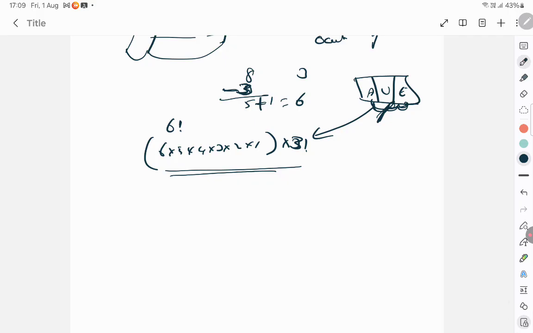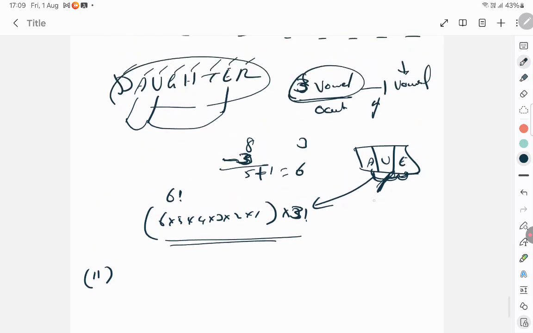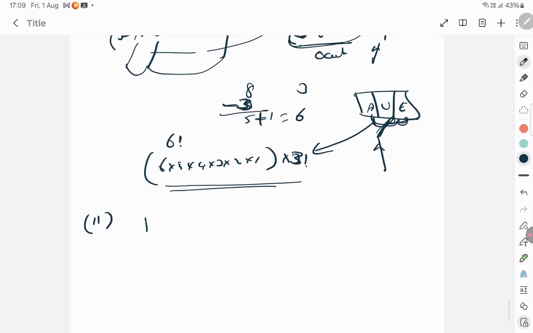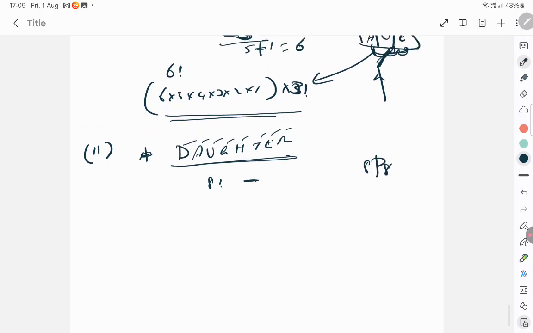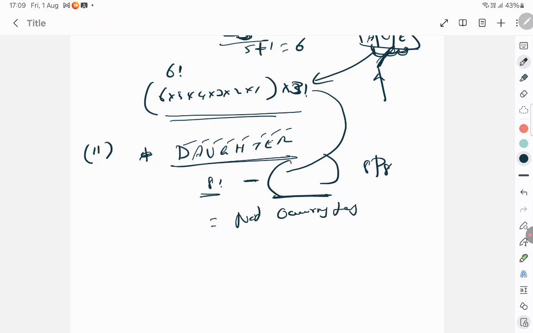So let's go to the next question, the second part, where all vowels do not occur together. The previous question was about all vowels occurring together. When they do not occur together, you find out in this DAUGHTER the total possible juggling: 1, 2, 3, 4, 5, 6, 7, 8. 8 factorial, or 8P8, is the number of ways you can juggle. That's the total juggling, minus the occurring-together answer. The total juggling minus occurring together will give you not occurring together.